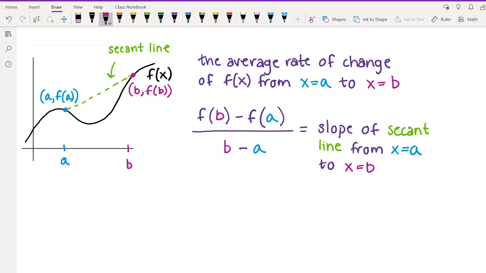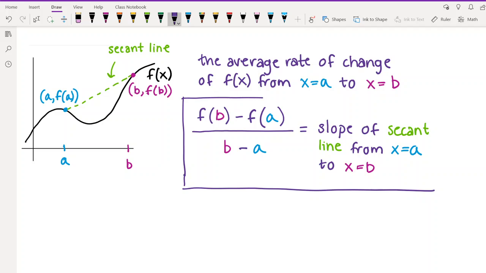Okay, so this is, again, let me put a box around this. This is important. This is the average rate of change formula. This is what we'll be using. So again, you can either just think of it as finding a change in outputs over a change in inputs, or you can visualize it as being the slope of this secant line.